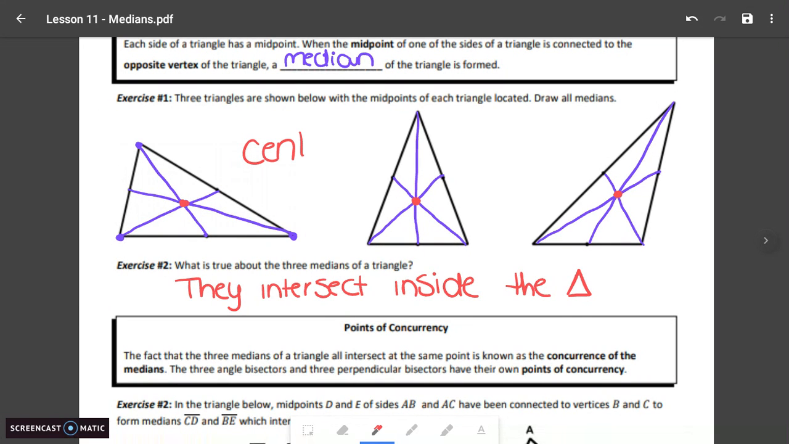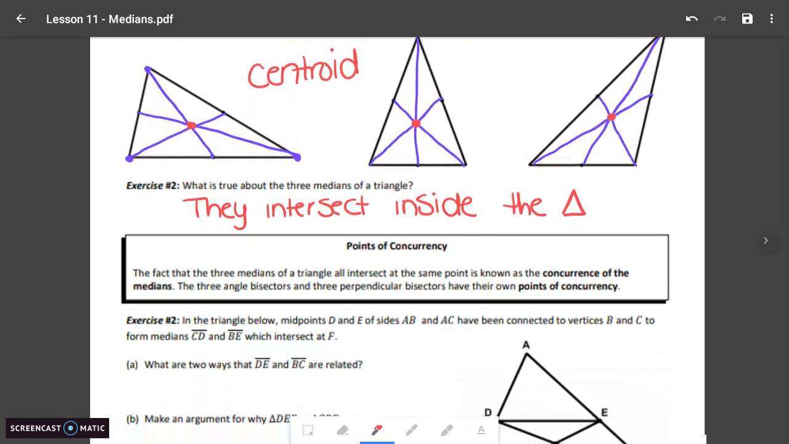Now, we dealt with that all through the points of concurrency when we first started doing constructions back in Unit 4. But so each of those points, that's known as a centroid. The fact that the three medians of a triangle all intersect at the same point is known as the concurrence of the medians. Okay, the three angle bisectors and three perpendicular bisectors also have their own points of concurrency. We've dealt with all of those at one point, but the one we really care about today is the centroid.